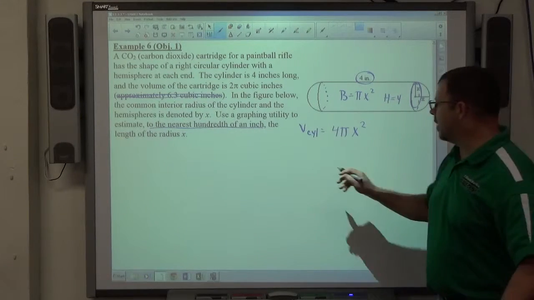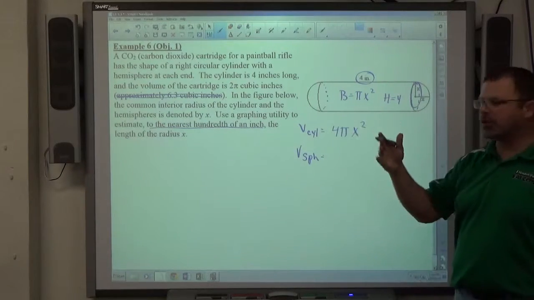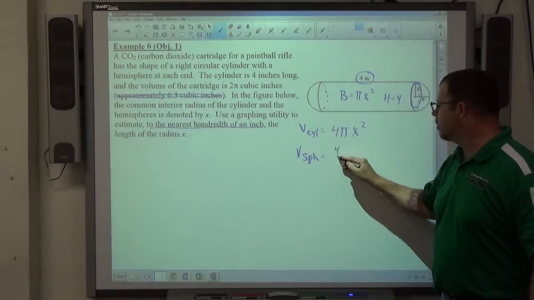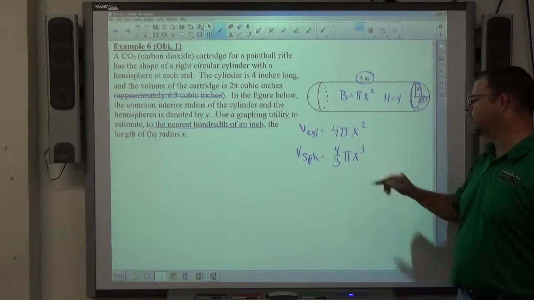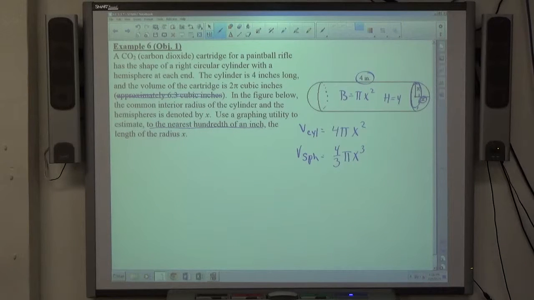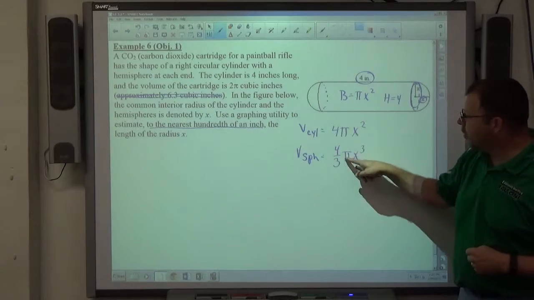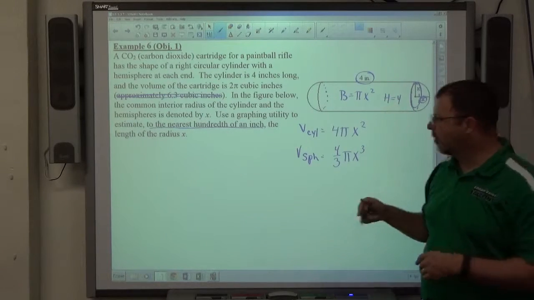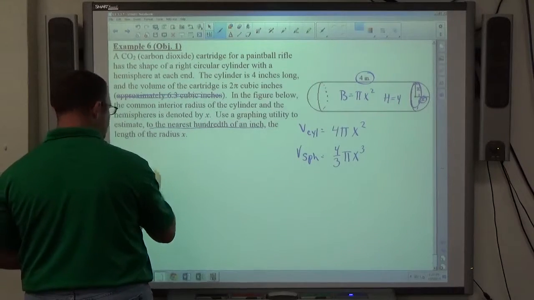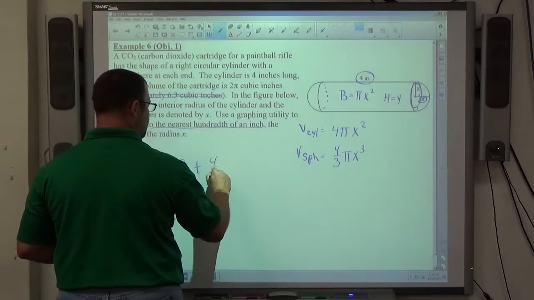The sphere formula, because again we're going to deal with a whole sphere here, because we have half a sphere and half a sphere makes a whole sphere, is 4/3 pi times the radius cubed. And again the radius is x, so 4/3 pi x cubed. So that's the volume of the sphere. So we have the volume of the cylinder and the volume of the sphere, which again both halves make a whole. Those two volumes together make the total volume of the entire cartridge, right? So the volume of the cartridge is simply going to be 4 pi x squared plus 4/3 pi x cubed.